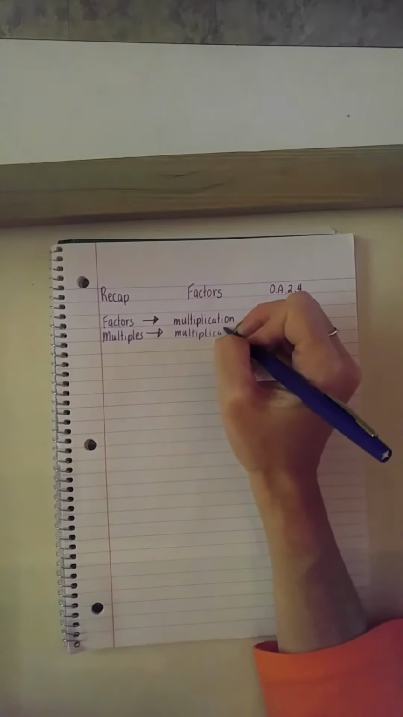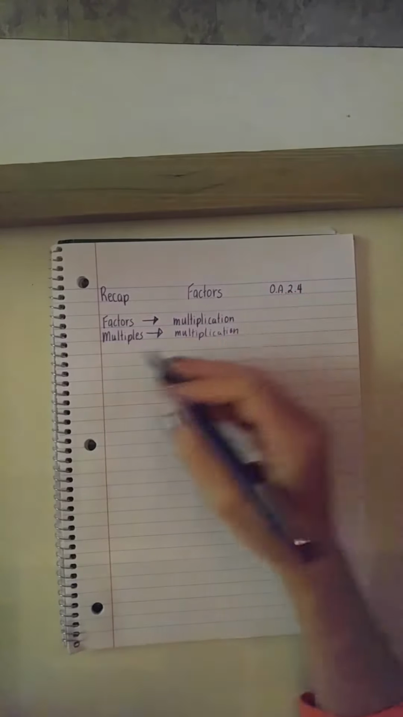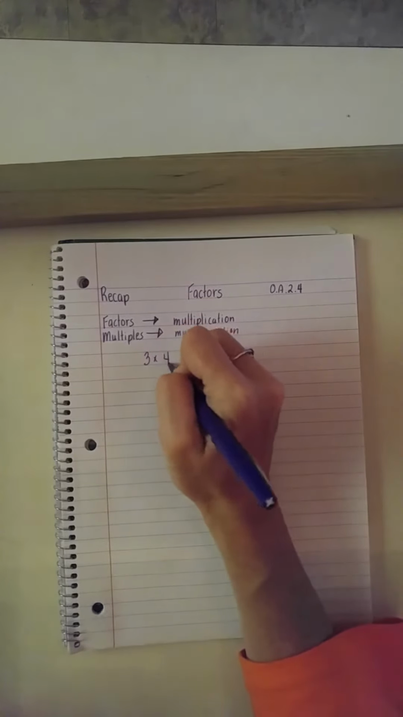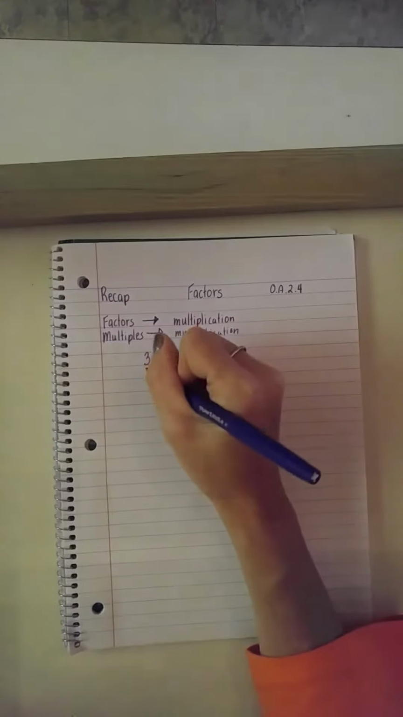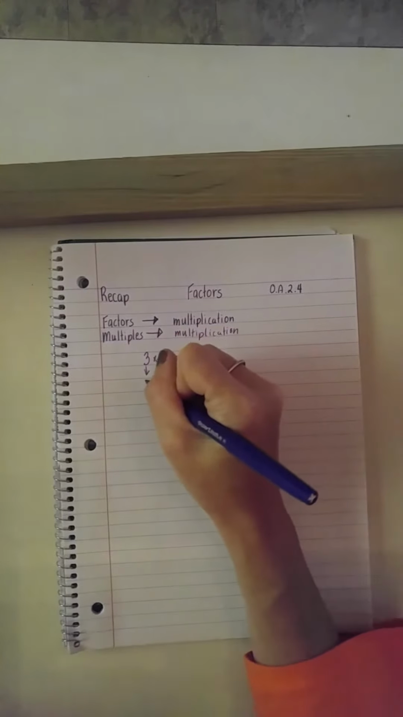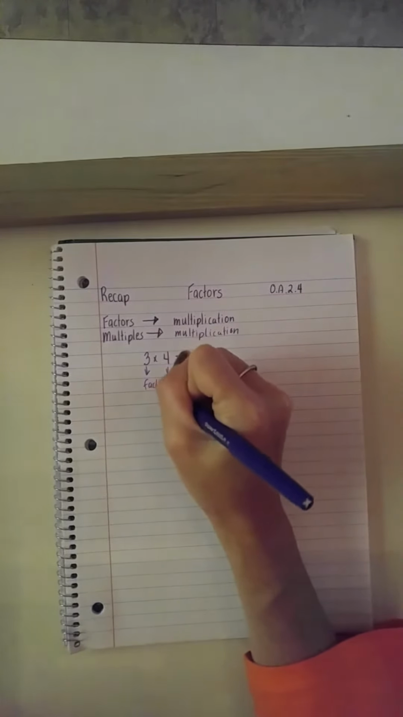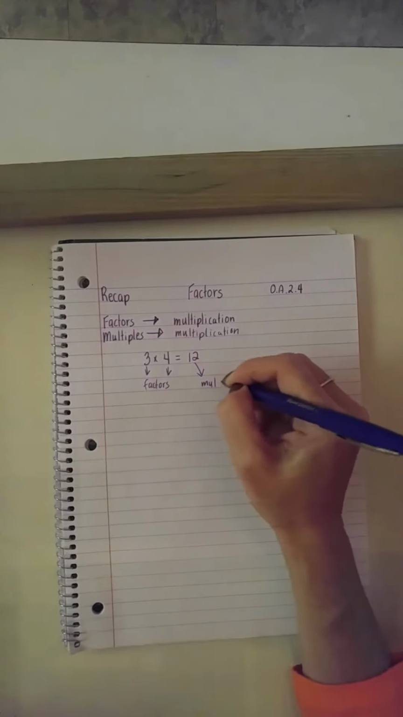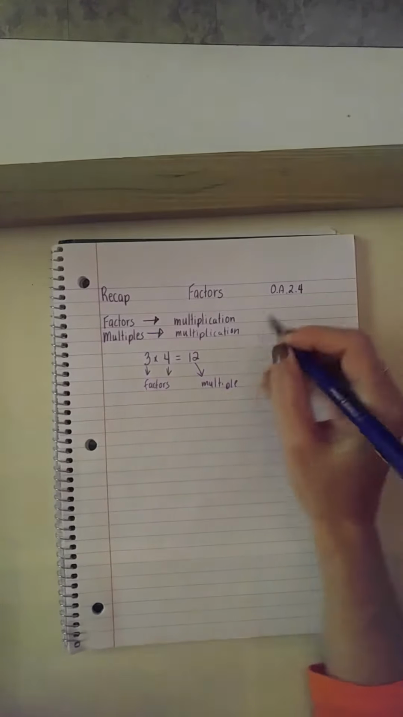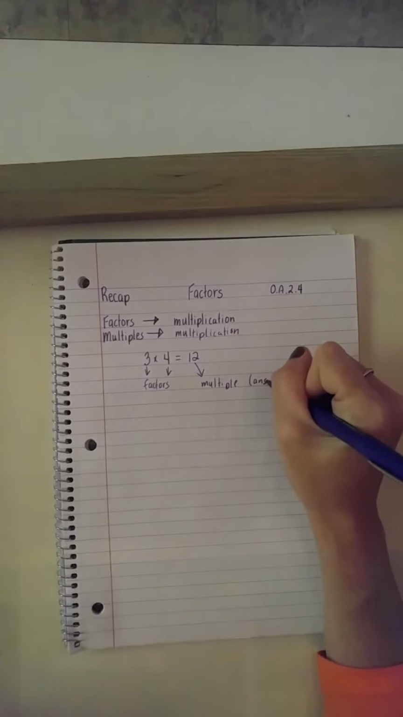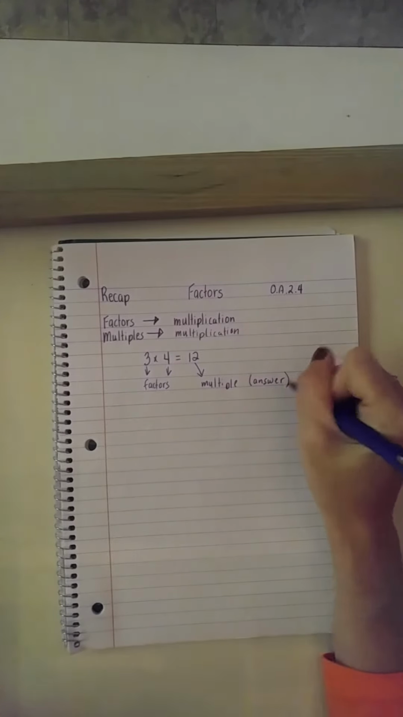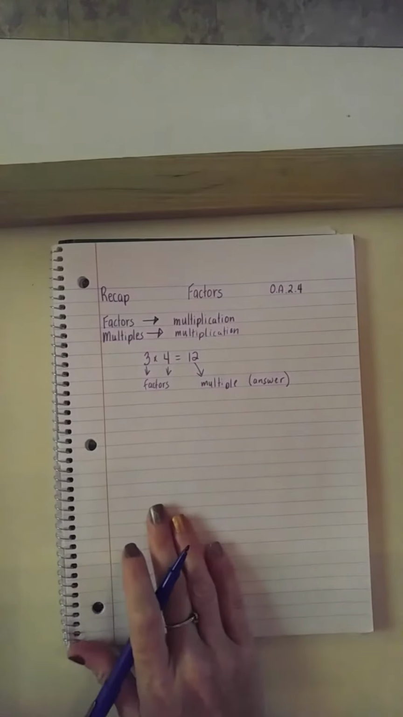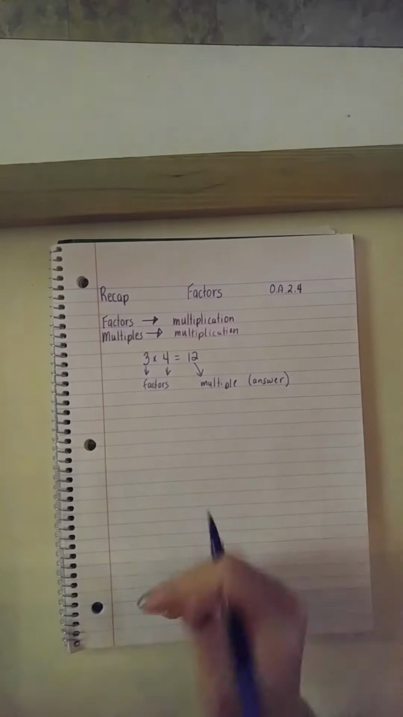And the children need to understand the relationship between factors and multiples. So let's say we have 3 times 4 equals 12. The 3 and the 4 are your factors. They're the numbers that you multiply together. And the 12 is your multiple. It's your answer. So if you're given a multiple, you're deciding what 2 numbers can multiply together to equal that.